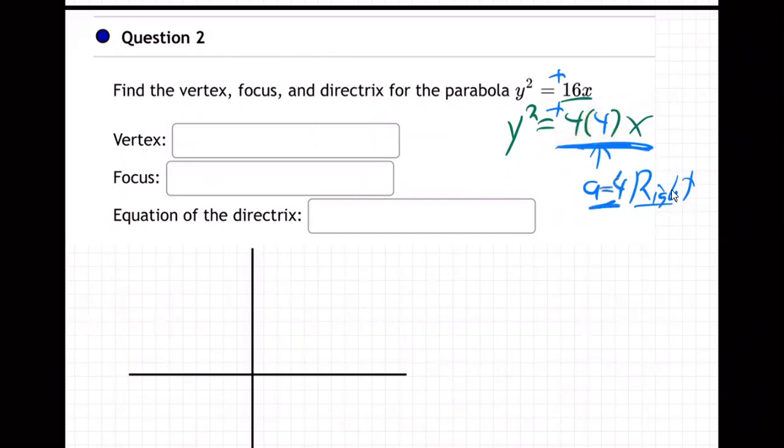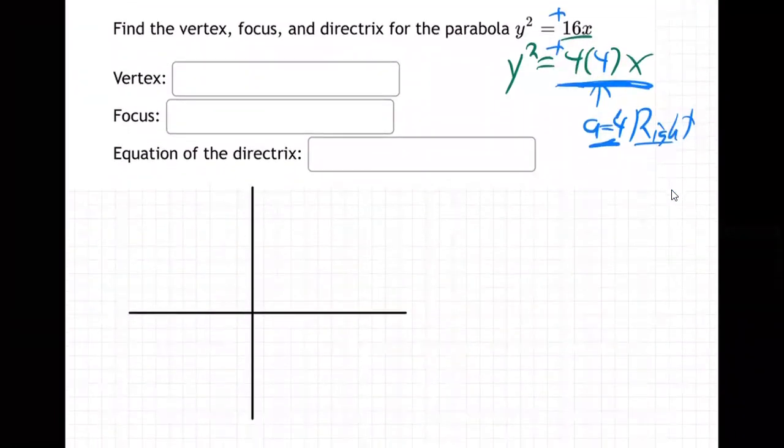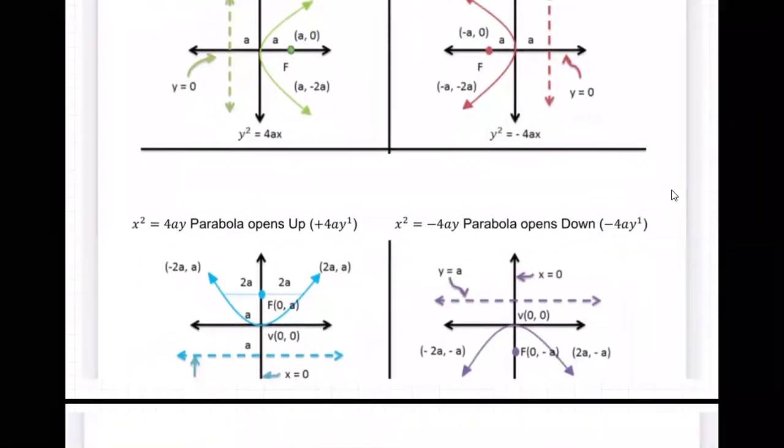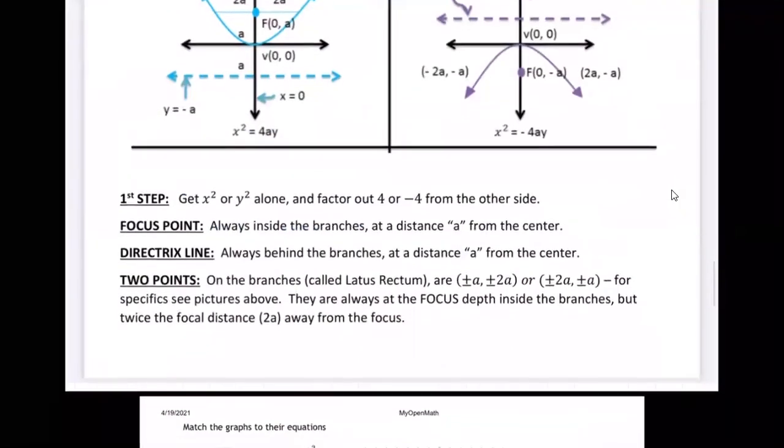A is the number next to the other 4, which is also a 4 for me. So I'm going to go 4 to the right. Why to the right? Because remember, the branches go to the right. And the focus point is always inside the branches. See it right here? Focus point is inside the branches. And that's what it says down here in the instructions.